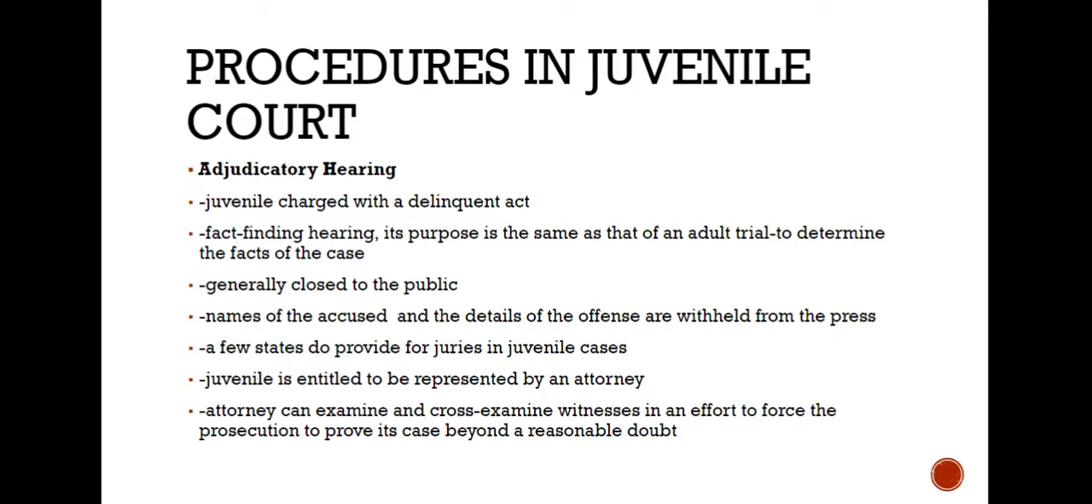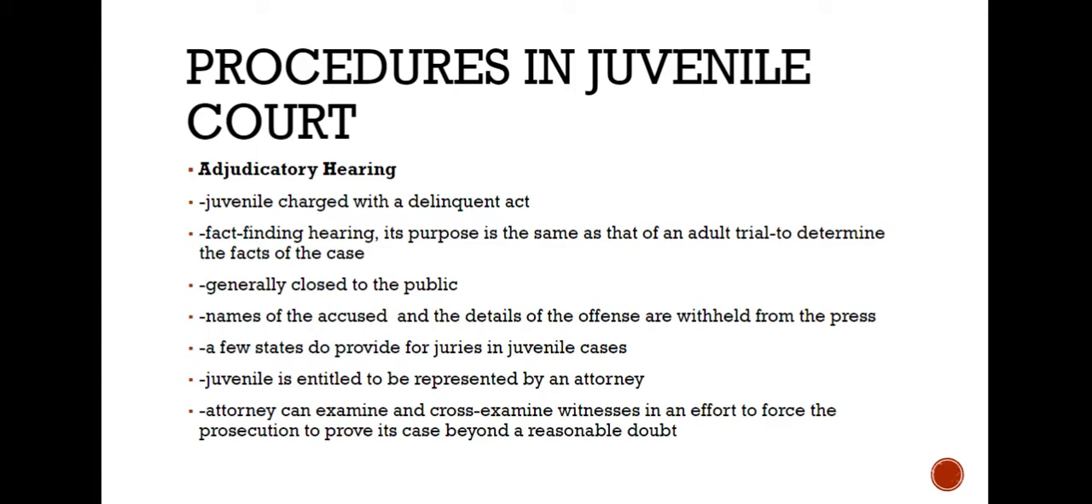Sometimes you will have a jury depending on the state. Sometimes the state will allow for a jury in this case. You are entitled to representation by an attorney. We talked about that. Juveniles are allowed to have an attorney present. In fact, we talked about how they have to be represented at all these hearings. And it varies from state to state what is allowed. The attorney can examine and cross-examine witnesses in an effort to force the prosecution to prove its case beyond a reasonable doubt. It is just like a trial. And we said that is a right protected for juveniles as well. They have the right to confront witnesses against them and question witnesses against them. So everything that we're seeing here is mirroring what we see in adult court as well.